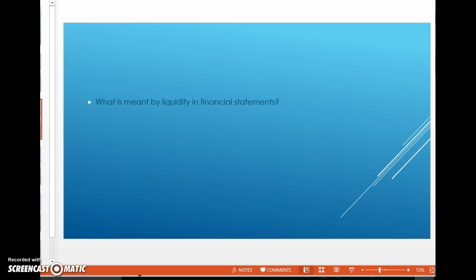So the more liquid something is, that means the more easily we can convert it to cash without a substantial loss. So that's what we're talking about when we refer to the term of liquidity.